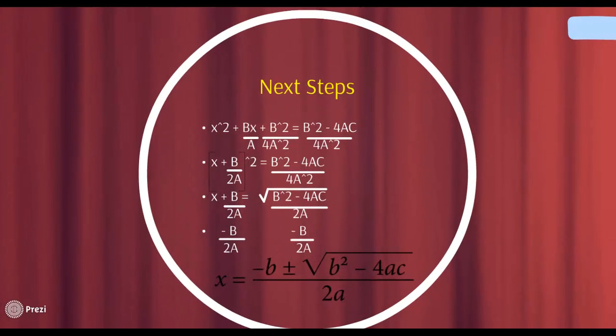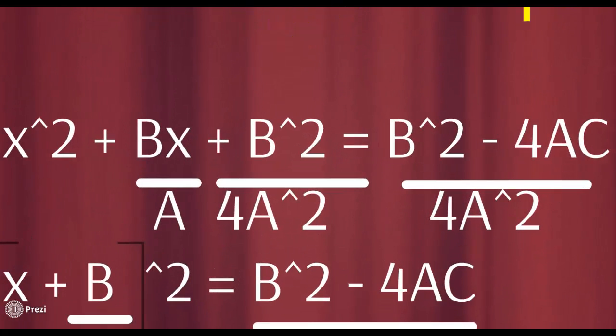Now we're moving on to our next steps. Basically, since we converted minus c to minus 4ac over 4a squared, b squared and minus 4ac have a common denominator, so we can combine those two fractions to get b squared minus 4ac all over 4a squared.